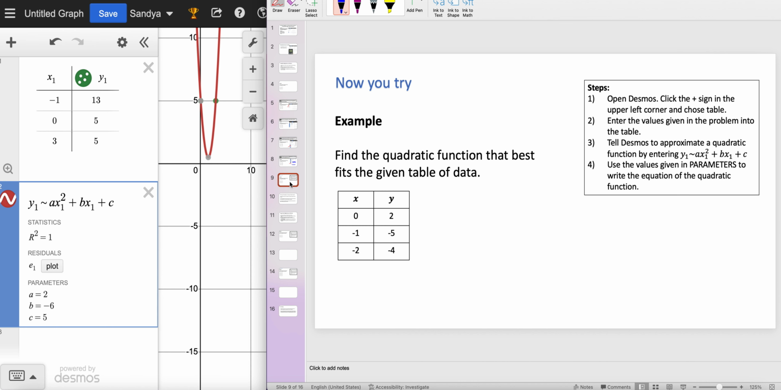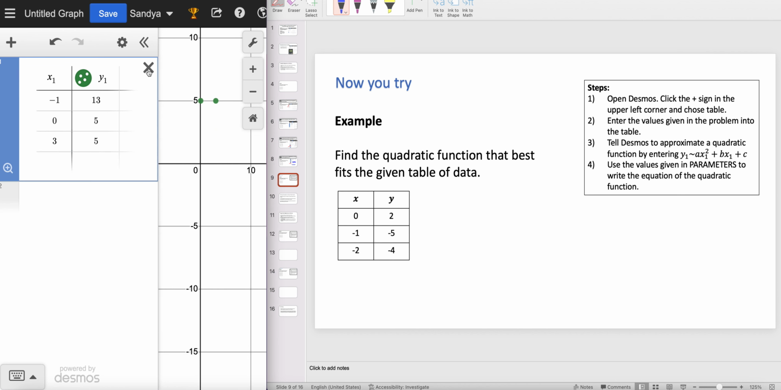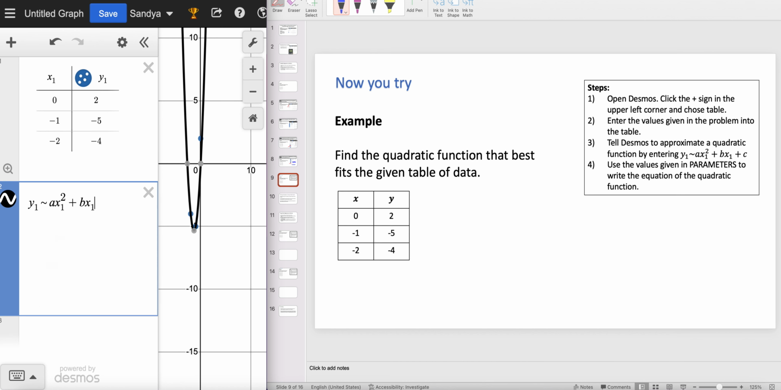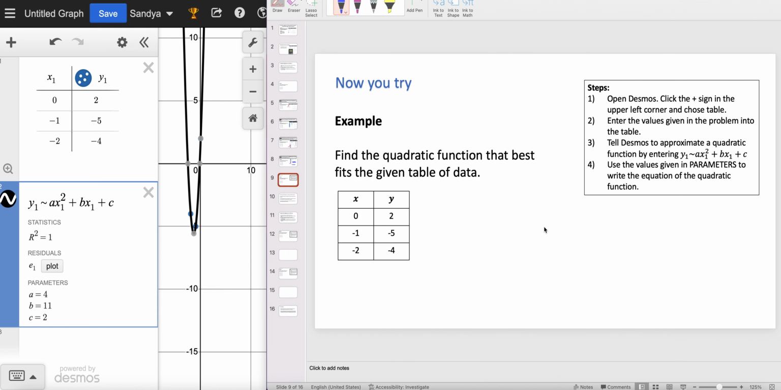So now you can go ahead and pause the video and try this quadratic on your own. So remember, you're going to go to Table and enter in your values. And then you do y1 is approximately ax1 squared plus bx1 plus c. So that gives us the values of a, b, and c, so we can now write our quadratic, which is y equals 4x squared plus 11x plus 2.